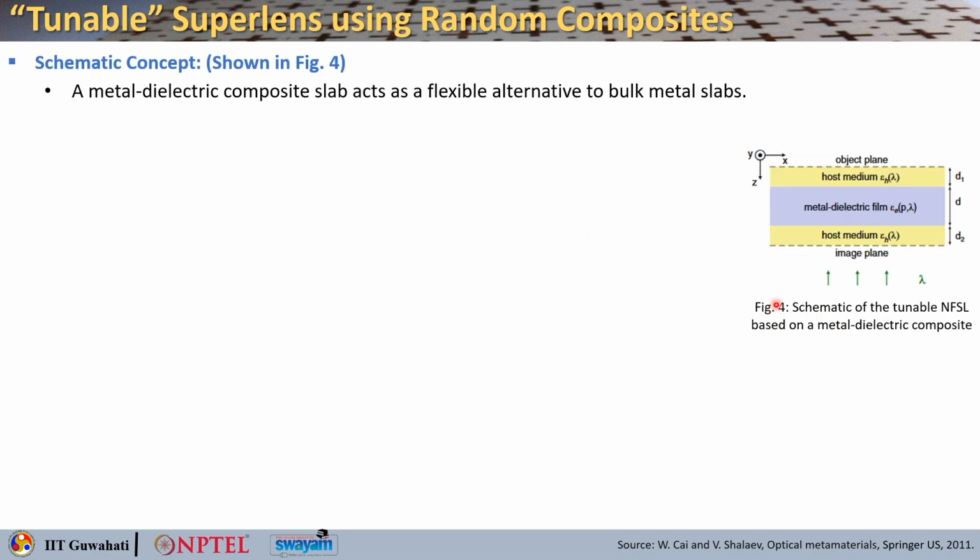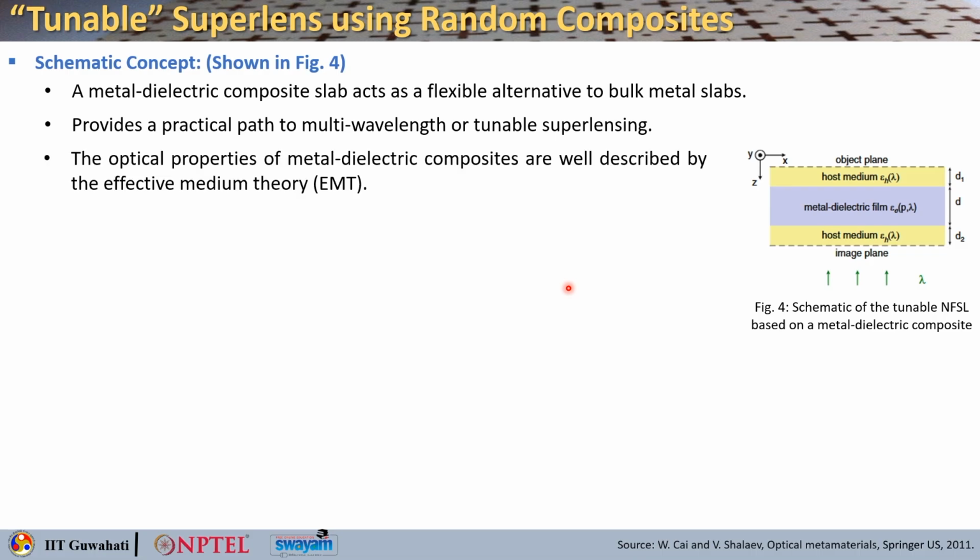A schematic concept is shown in this figure. You can see a metal dielectric composite slab acts as an alternative to the bulk metal slab. You can consider the thickness to be D here, with host media D1 and D2 on the two sides. This provides a practical path to multi wavelength, or tunable, super lensing.